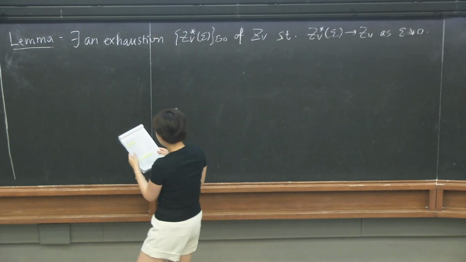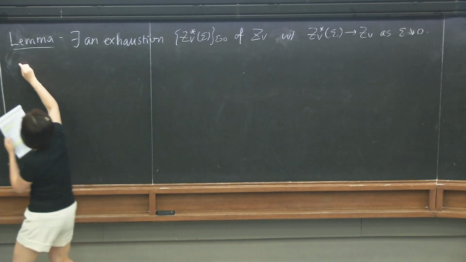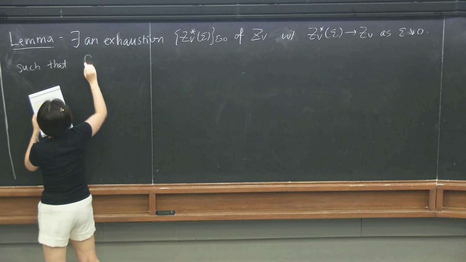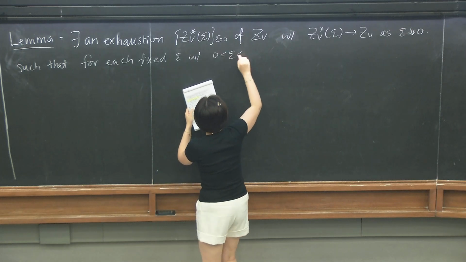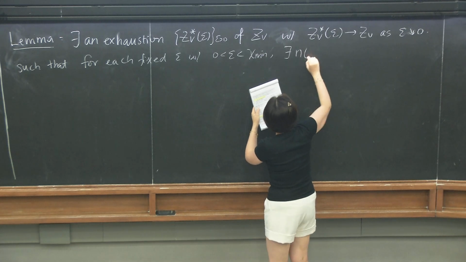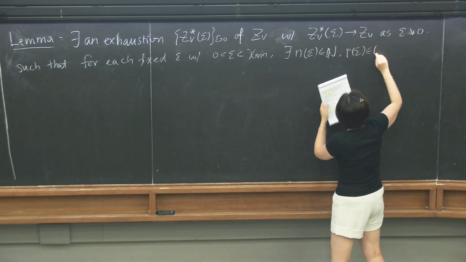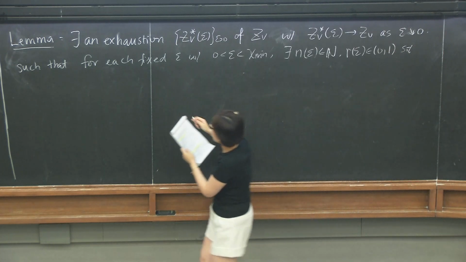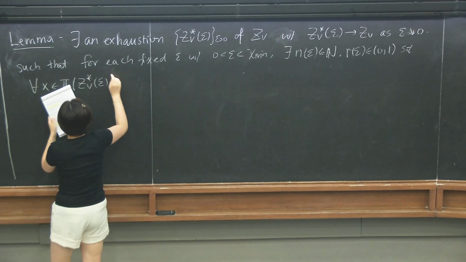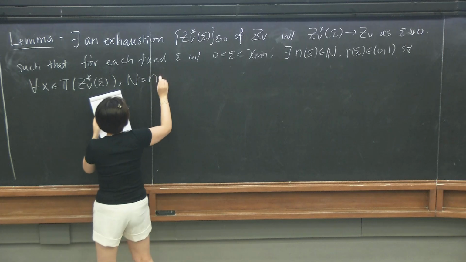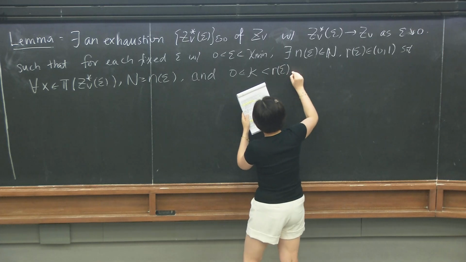Okay. Maybe with such that for each fixed epsilon with 0 smaller than epsilon, smaller than the smallest Lyapunov exponent, there exists n epsilon, coming from the corollary, and r epsilon between 0 and 1, such that for every x in pi, which I haven't said what is pi, pi Z nu star epsilon, and n bigger than or equal to this bound, and kappa between 0 and this r epsilon, the set.